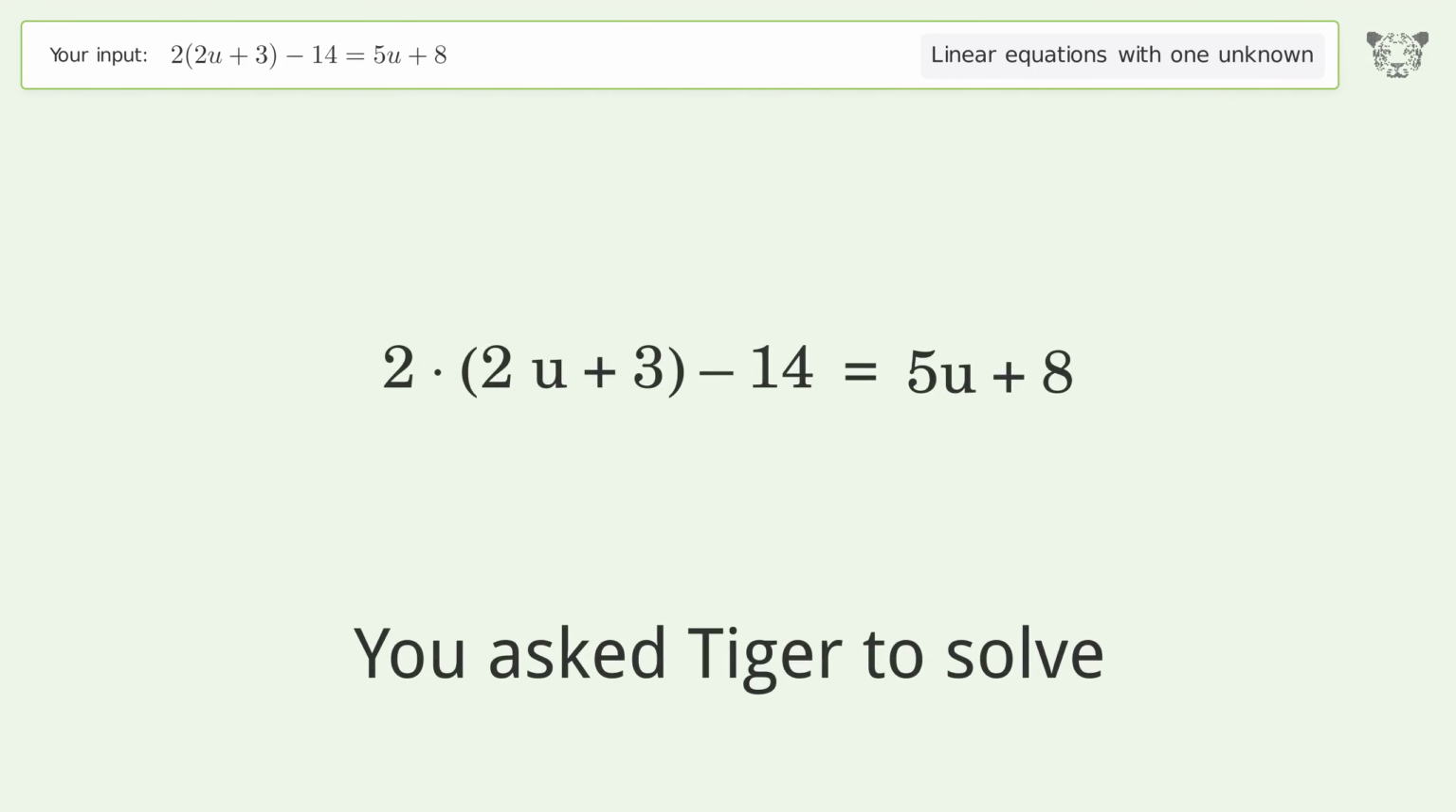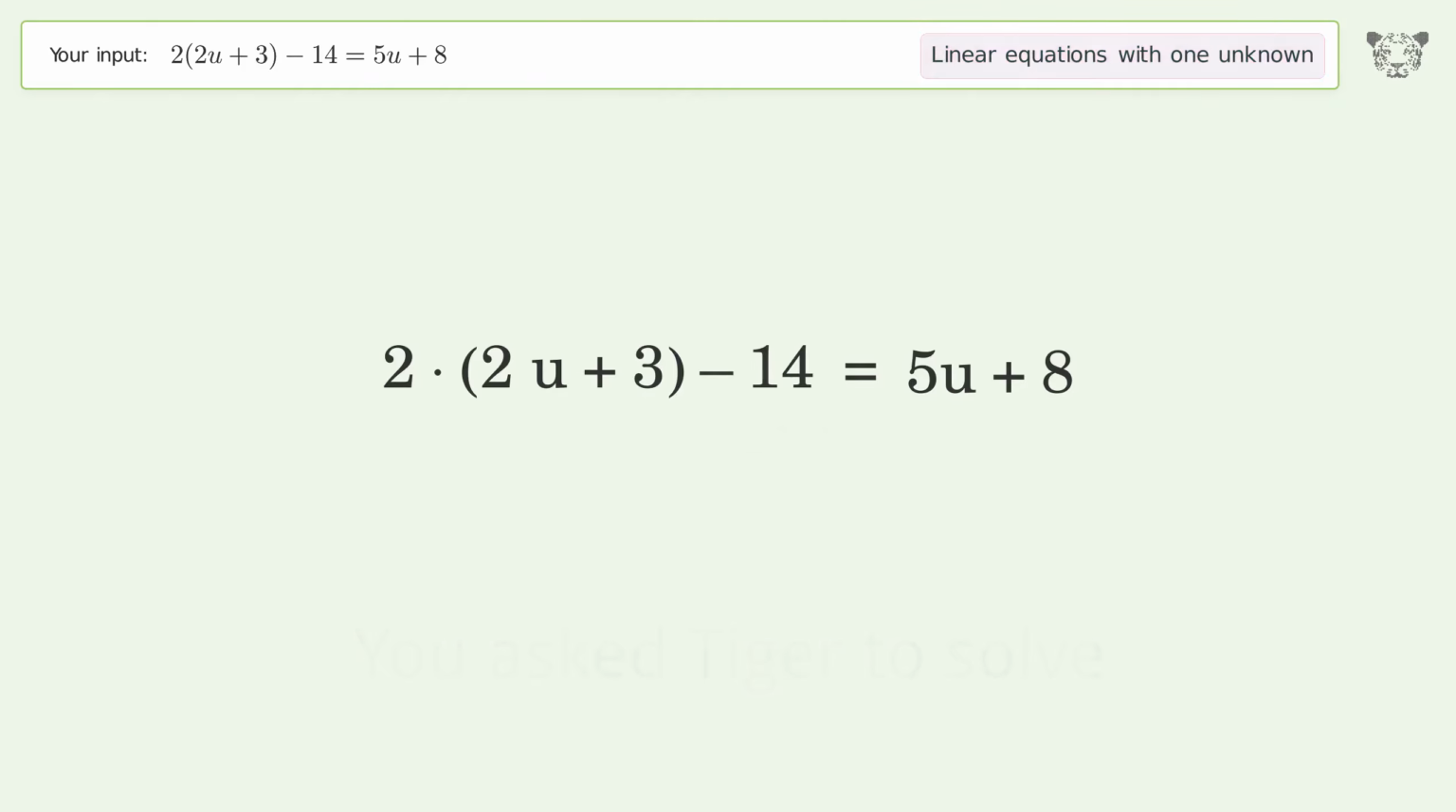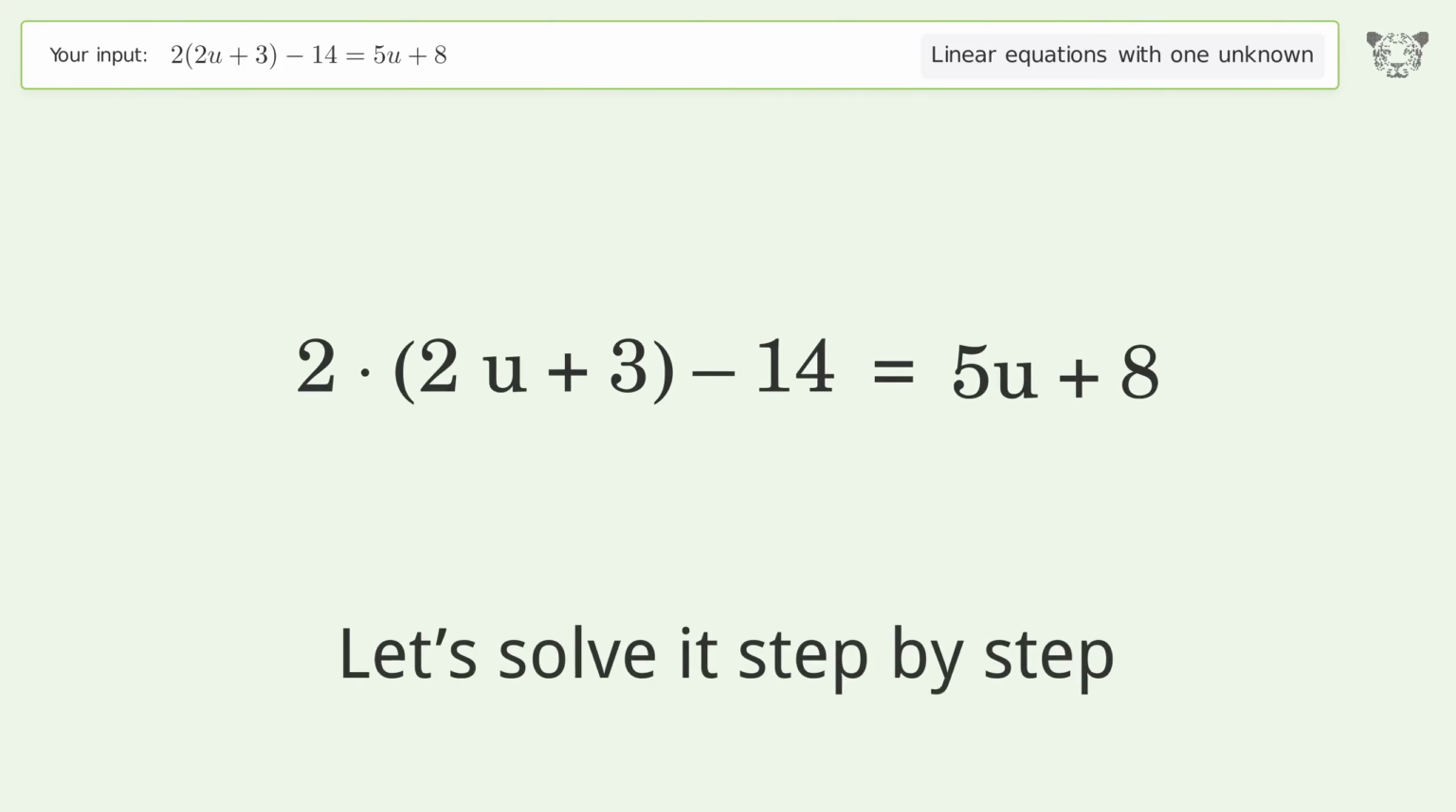You ask Tiger to solve. This deals with linear equations with one unknown. The final result is u equals -16. Let's solve it step by step.